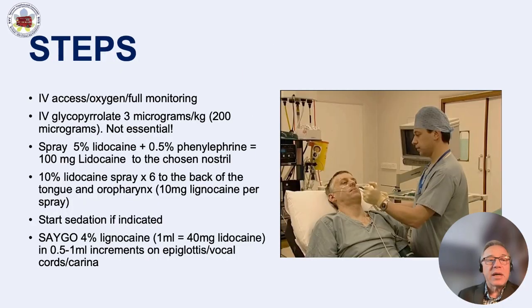Right, let's talk about the steps. We first establish IV access. We give the patient oxygen and apply full monitoring. Not essential, but if you have time to give glycopyrrolate, then it's fine. Remember, it takes about 10 minutes to work, so you need to give it in advance intravenously. Then you spray 5% lidocaine with 0.5 phenylephrine into the chosen nostril. Then I use 10% lidocaine spray at the back of the tongue and the oropharynx, 10 milligrams per spray. Start sedation, and then use 4% lidocaine through the scope.